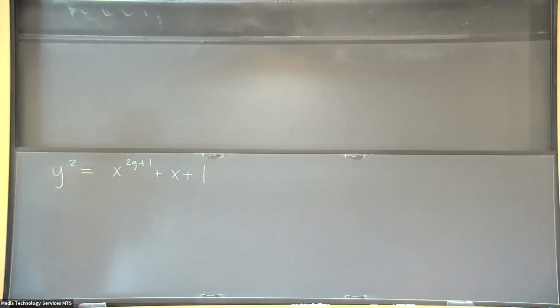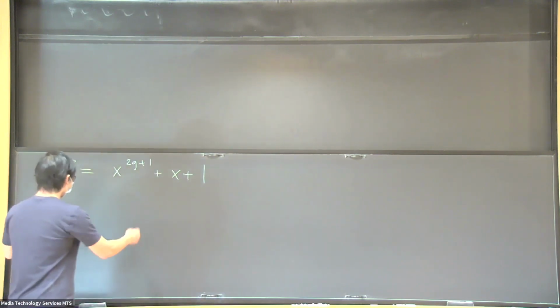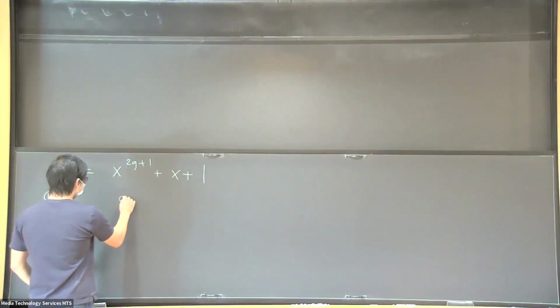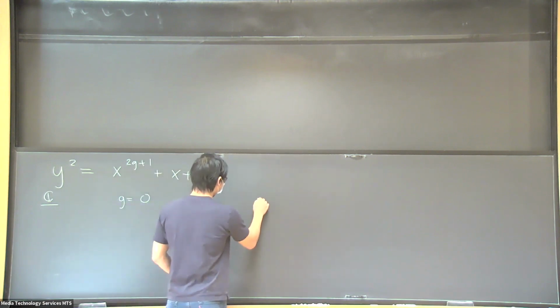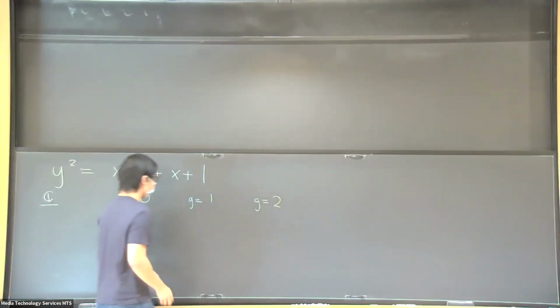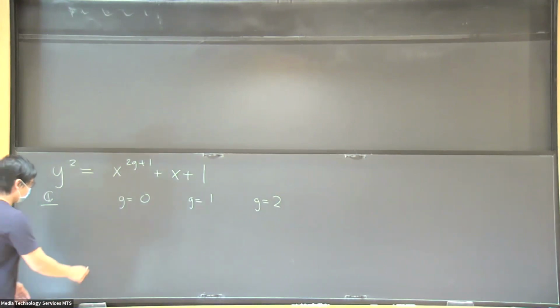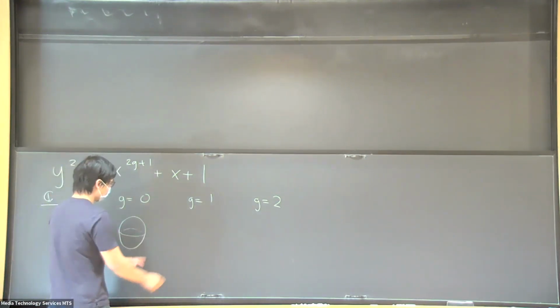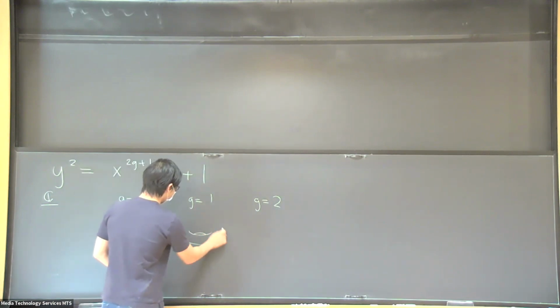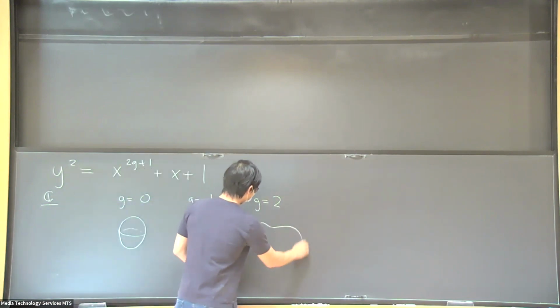Depending on how you're trained, maybe your first instinct would be to solve this, for example, in the complex numbers. Let me plot what this looks like. This would then look like a one-dimensional complex manifold, so a two-dimensional topological thing. When g is 0, it'll be like a sphere. When g is 1, it'll be like a donut. When g is 2, it'll be like a two-hole donut, and so on.